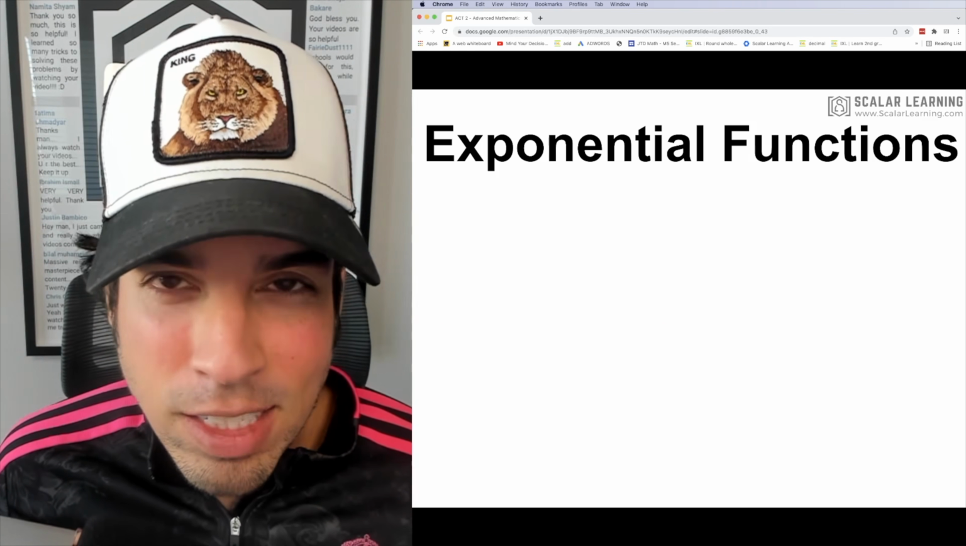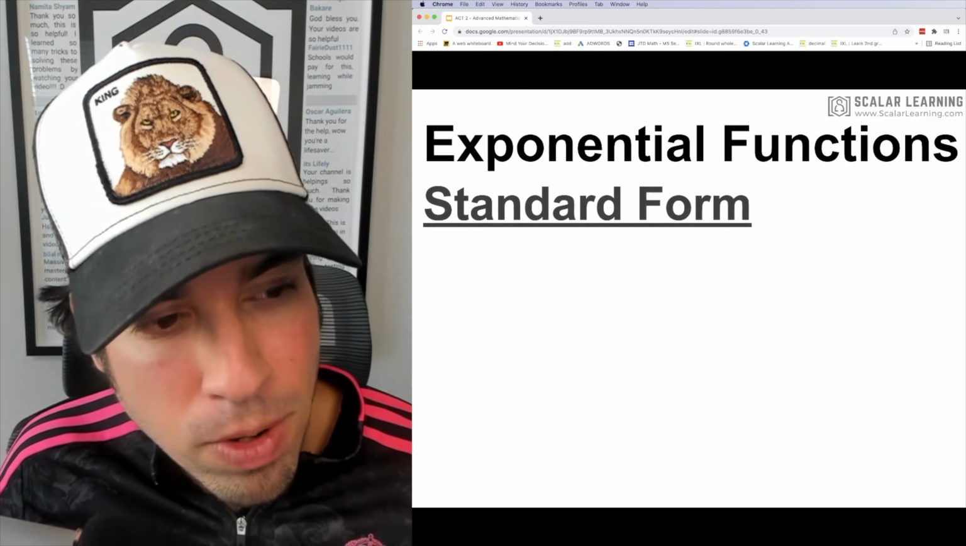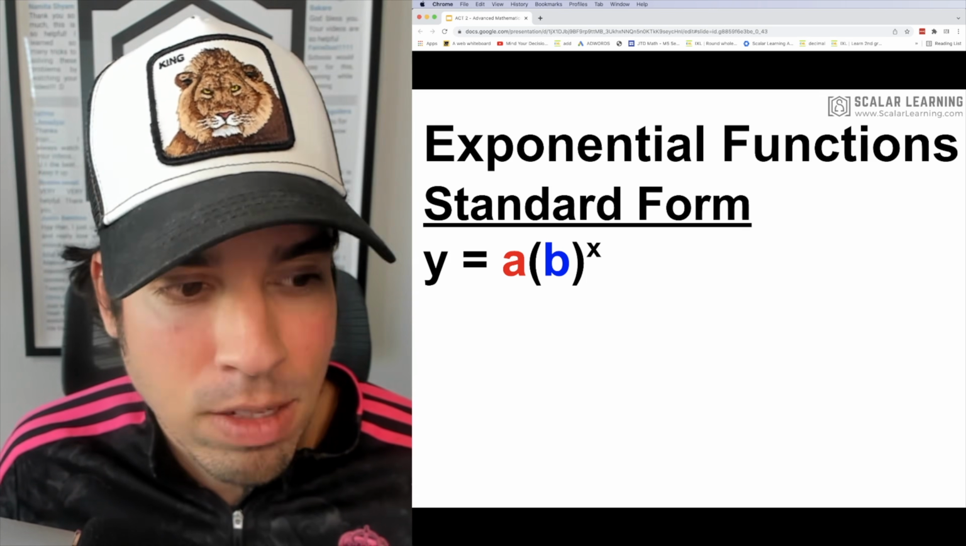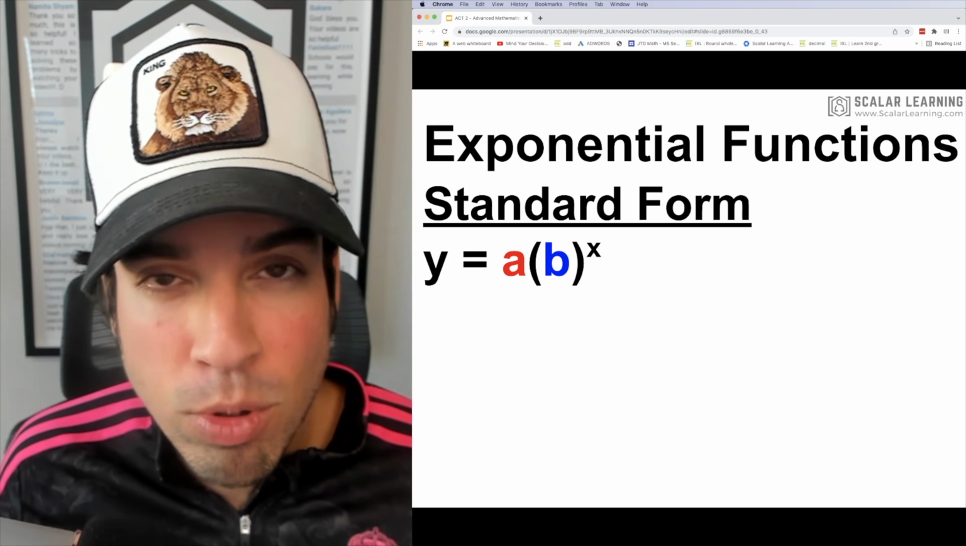Next, let's talk about exponential functions. So exponential functions in standard form are y equals a times b to the x power. Notice you have a variable for your exponent.